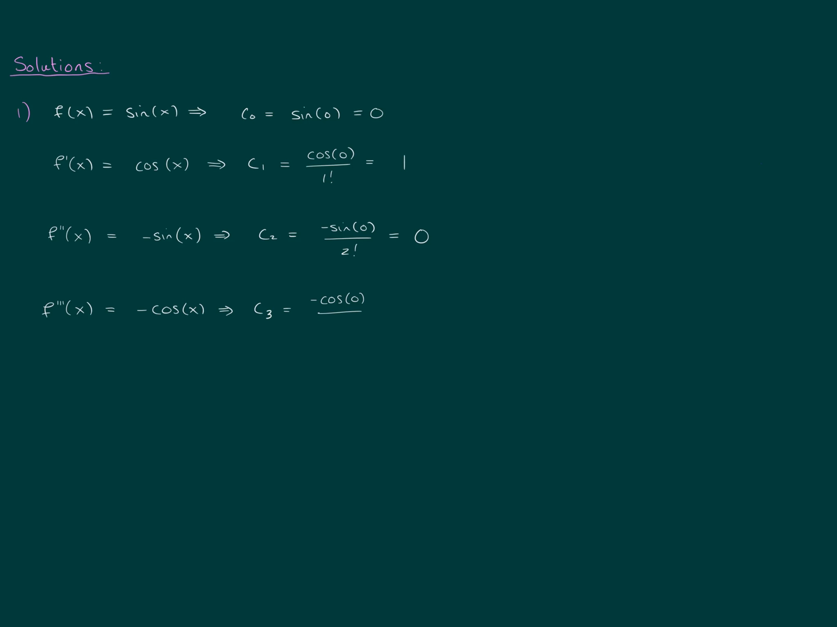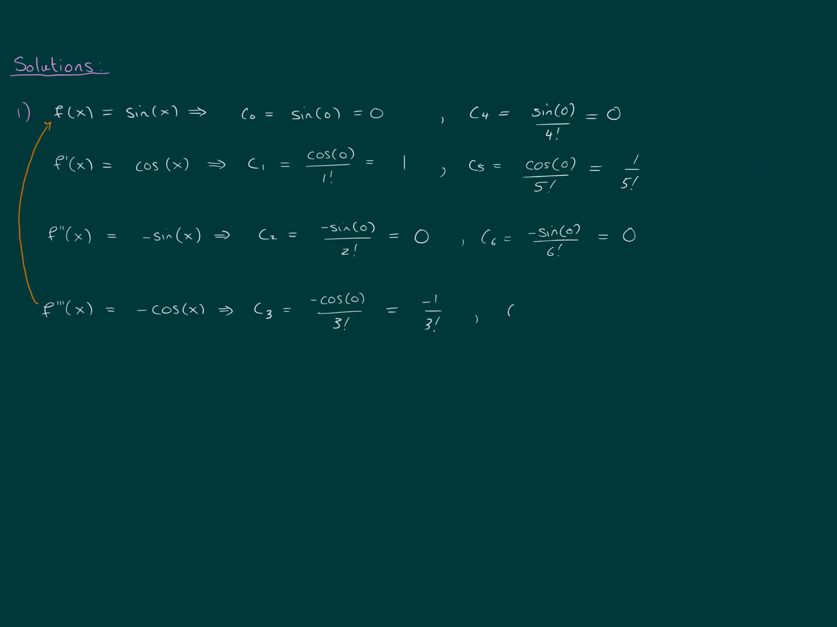Now, here's where the pattern kicks in. If I was to differentiate again, what would I get? If I differentiate minus cosine, you'll notice I actually get sine. So I get back to the start, and this goes in a loop. So this would tell me that c4 is minus sine 0 over 4 factorial, which is just 0. If I go again, c5 is going to be cosine 0 over 5 factorial, which is 1 over 5 factorial. I go again down the ladder, c6 is minus sine 0 over 6 factorial, which is 0.